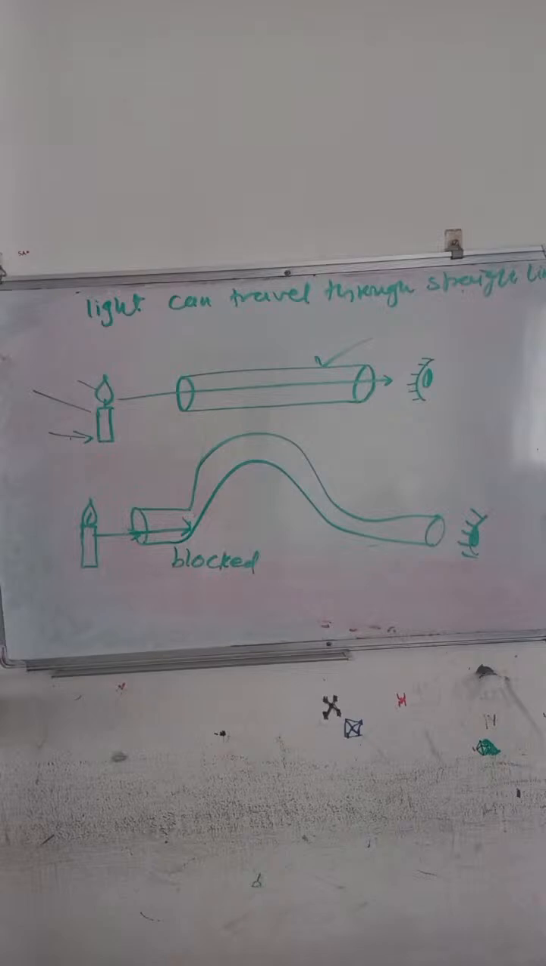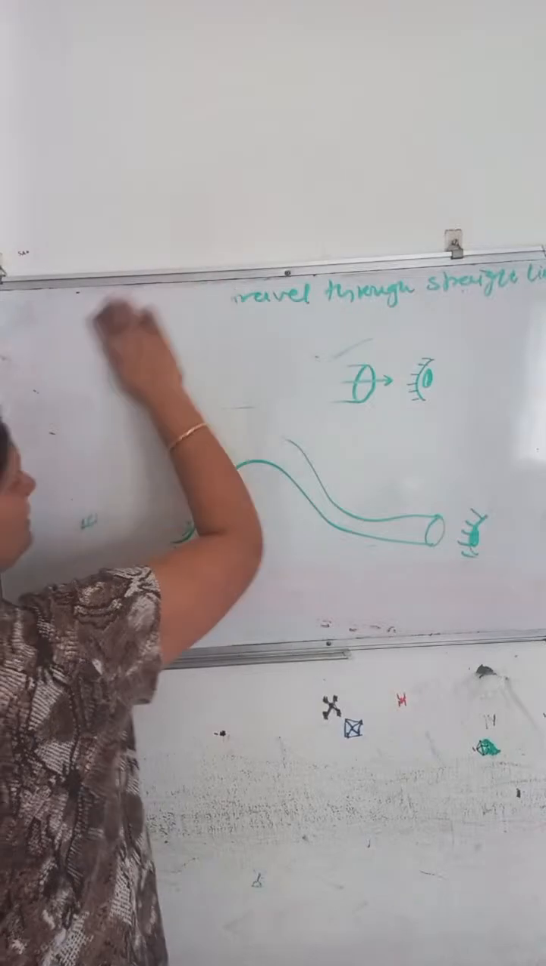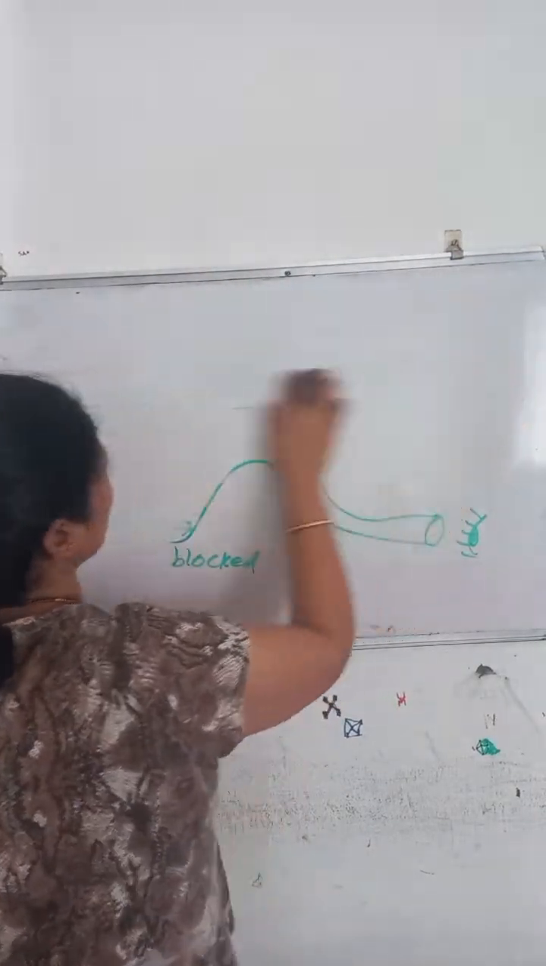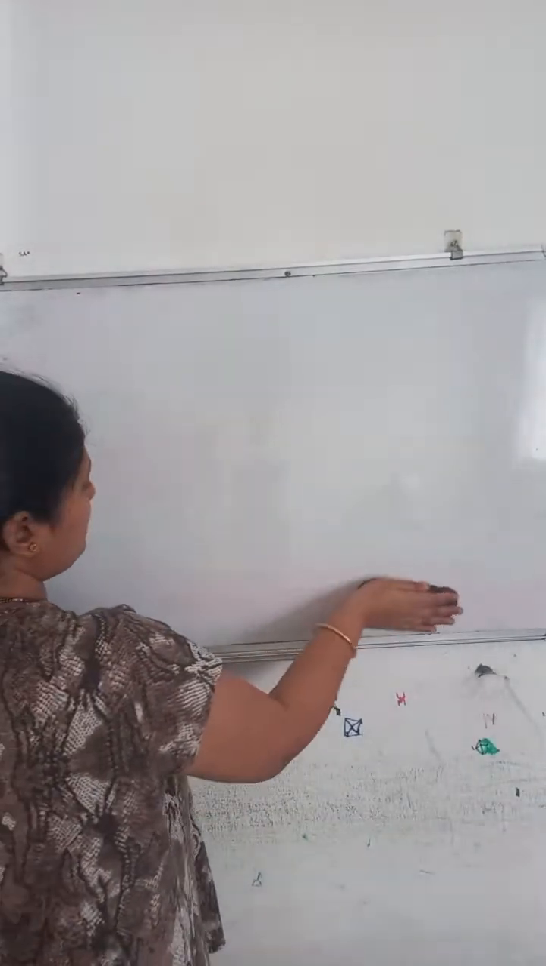Okay, everyone took it. Now write down the next point, that is reflection of light. While conducting these classes, whatever words I am explaining, you can note those down side by side as well. Now write down the heading: reflection of light.